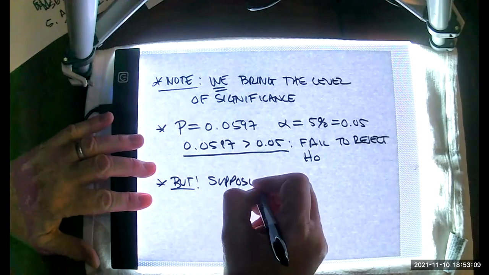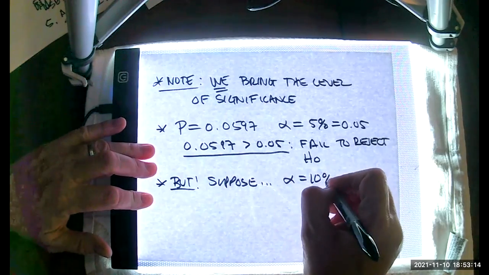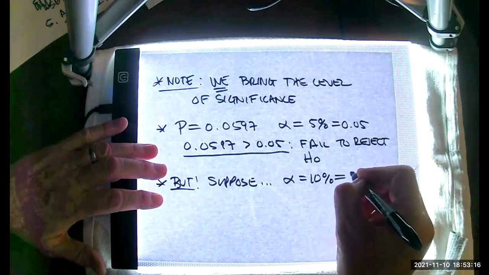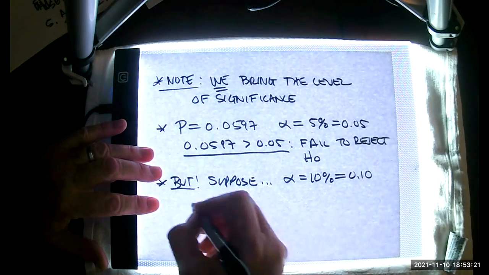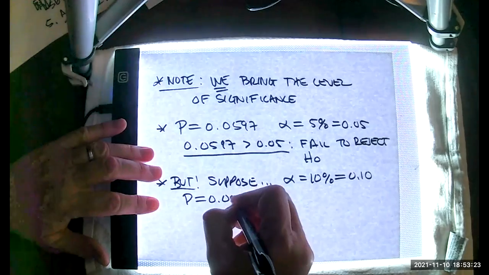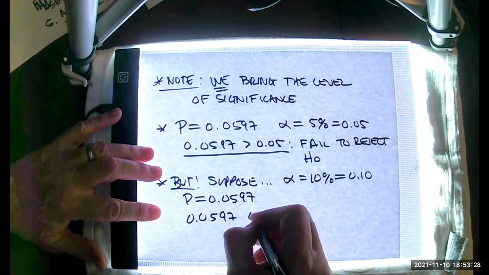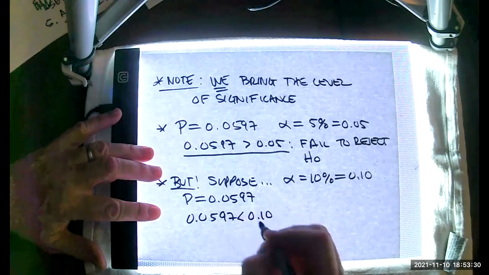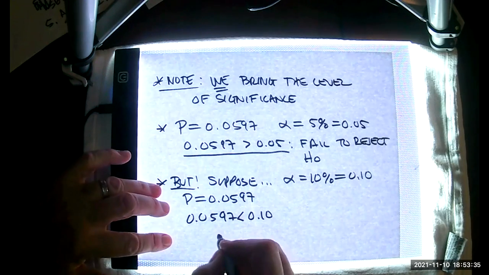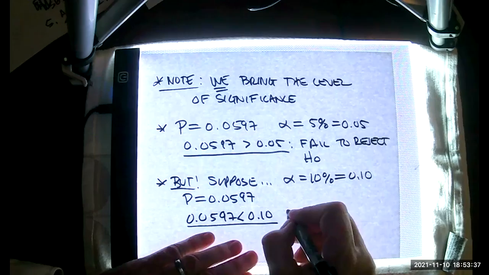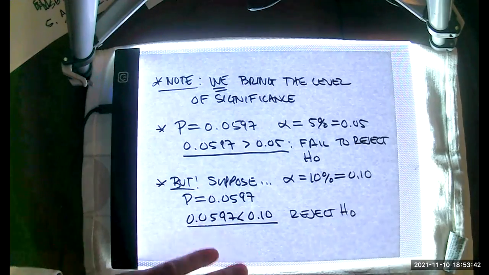But suppose we change things. Suppose we say alpha is going to be 10% instead of 5%. So that's now 0.10. And when I take a look now at my p-value of 0.0597, now my p-value is less than my level of significance. So now we would reject our null hypothesis.